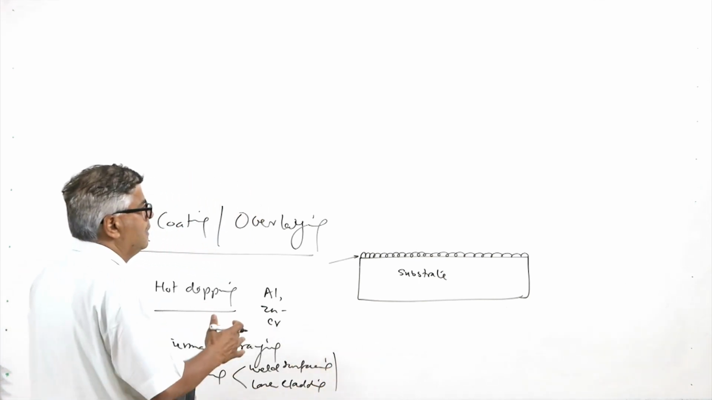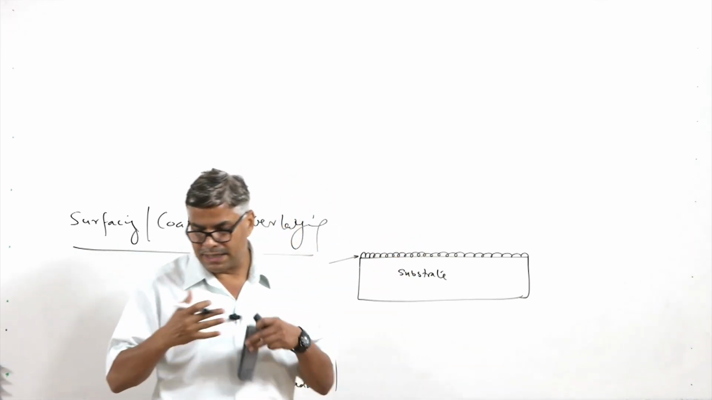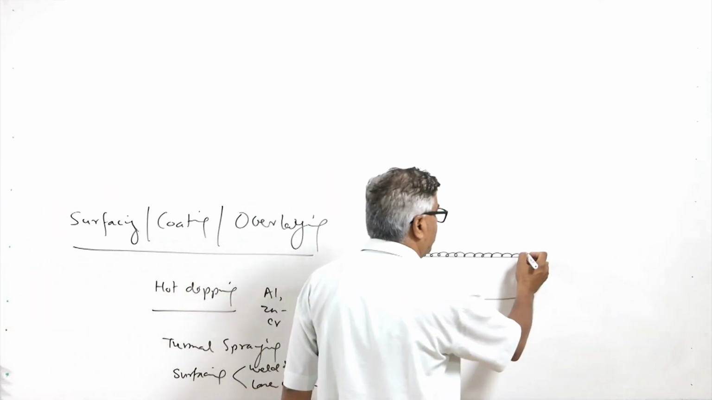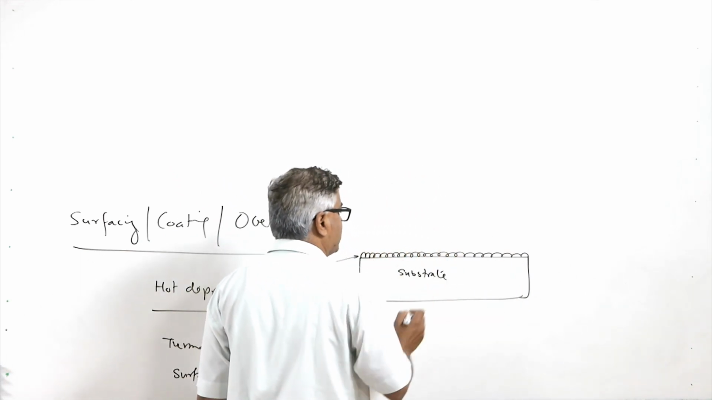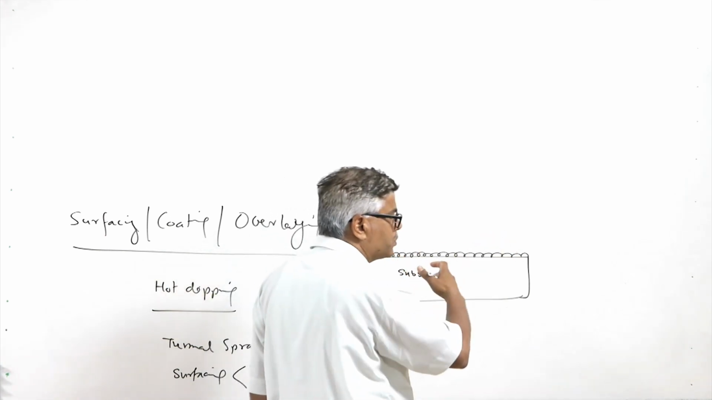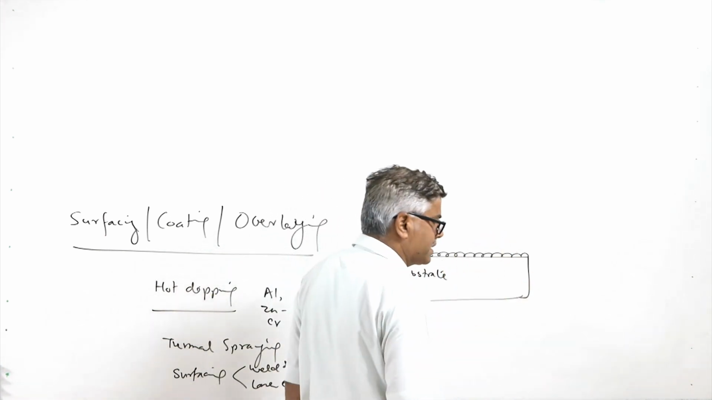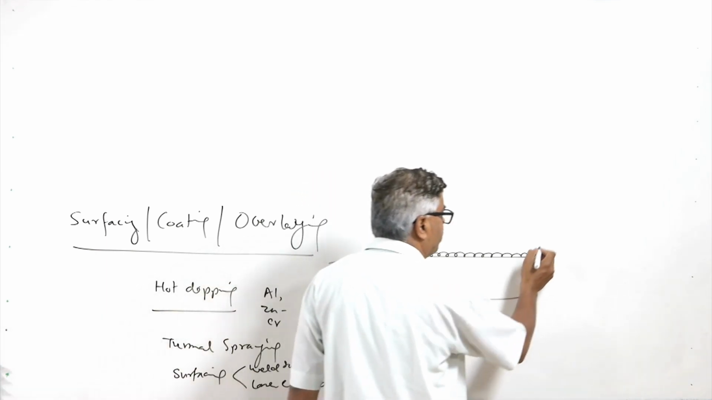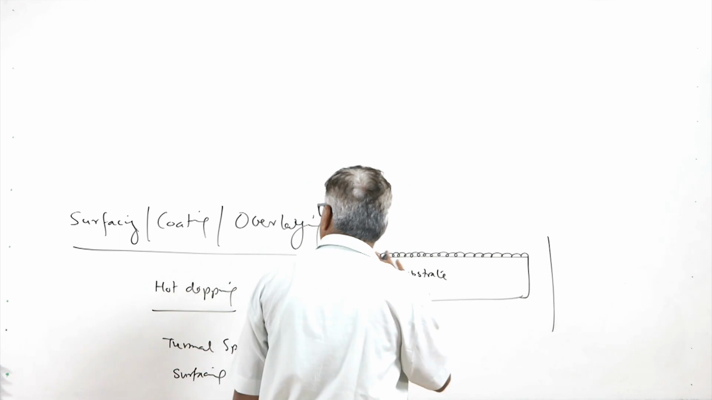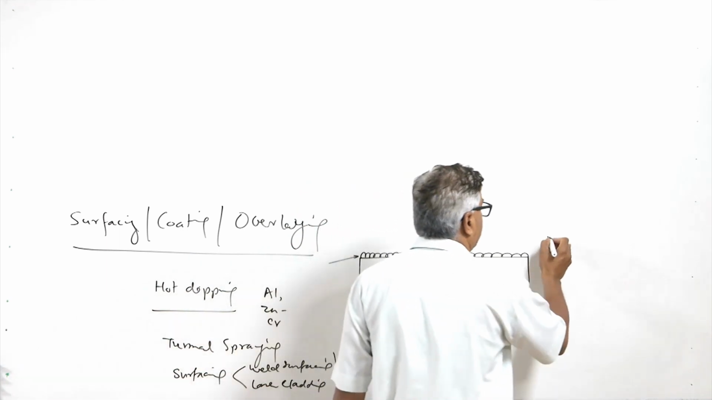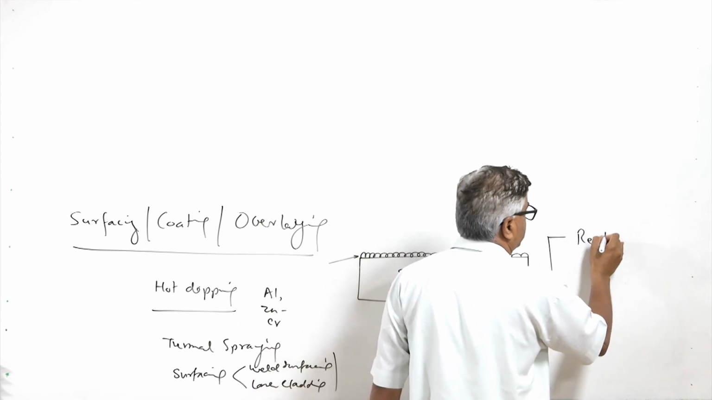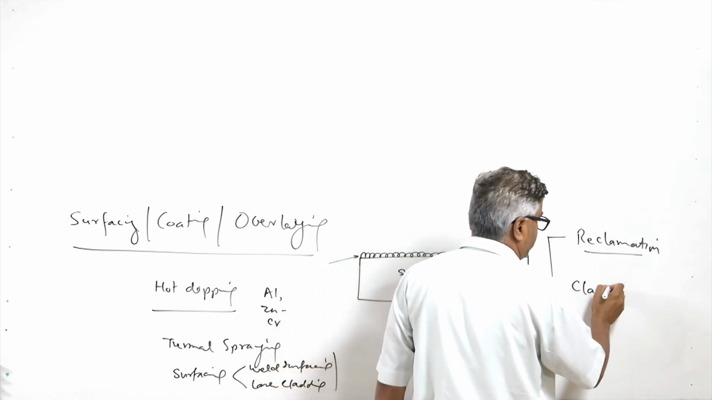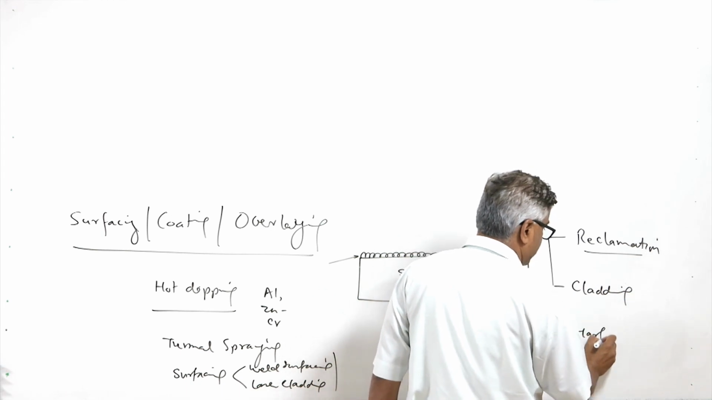In all these methods, a layer of material having the desired set of properties is deposited or developed on the surface of the substrate, and once this is developed, we machine it so that the required dimensions and surface finish can be achieved. There are basically three purposes of this kind of approach. One is reclamation. The second is cladding, and the third is hard facing.